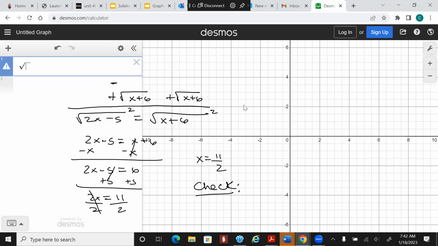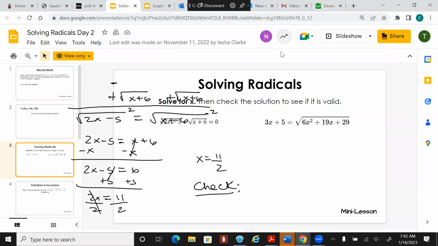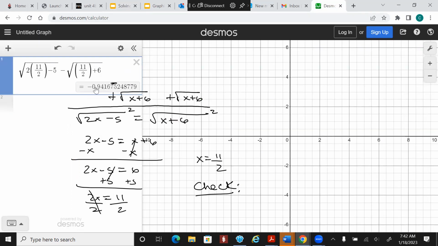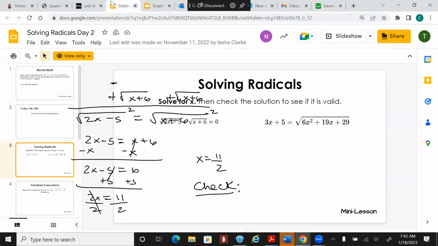All right, so if we got square root of 2 times 11 divided by 2 minus 5, and we're going to say minus the square root of 11 divided by 2 plus 6. So is that equal to, I think it was 0 on the other side? Is that equal to 0? No. It might be close, but it's not exact, right? So this would be no solution.